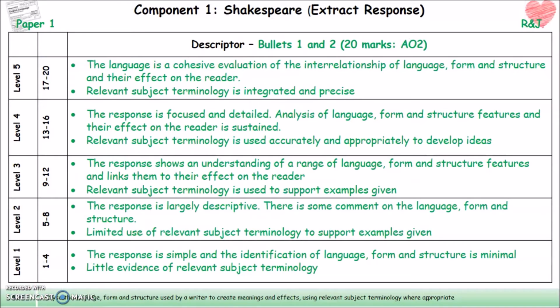Here's the mark scheme for you. It's in green because it's AO2, so it's all about analysis. So if you look at the top level, the language is a cohesive evaluation of interrelations with language, form and structure and their effect on the reader. This is why you use a what, how, why paragraph, because you're going to explore what is being presented in your opinion. That's part of your evaluation. What is being presented in your opinion related to the question via the language, form and structure relating to the quotes, pull those quotes apart and the effect on the reader.